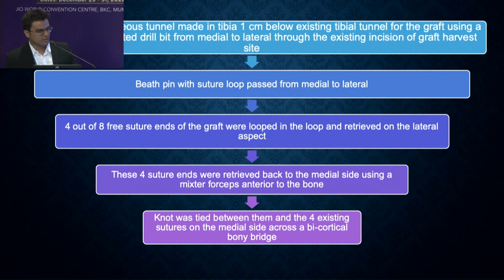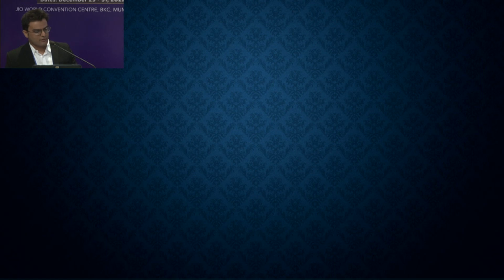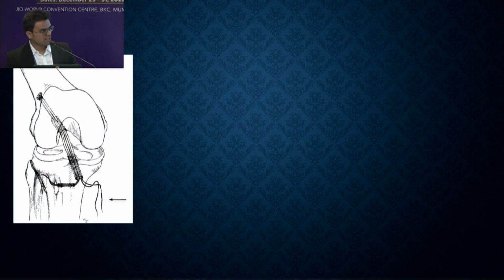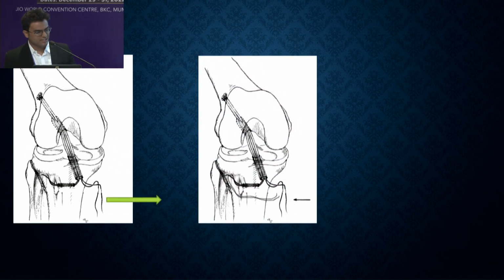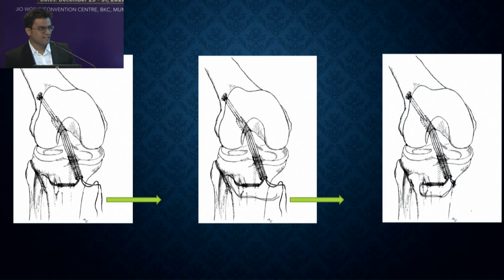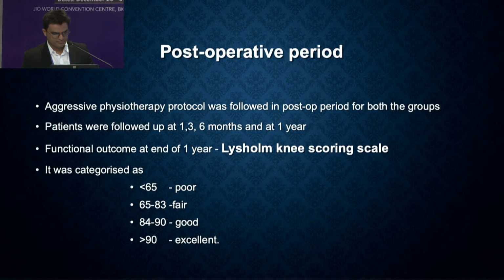A transverse trans-osseous tunnel is made in the tibia 1 centimeter below the existing tibial tunnel using a 3.2 mm non-cannulated drill bit from medial to lateral. The bead pin with the suture loop was passed from medial to lateral. Half of the free sutures lying on the medial side were passed to the lateral side through the suture loop of the bead pin, and then retrieved back to the medial side anterior to the bone, and tied over the medial side over a bicortical bony bridge. This basically served as a supplementary fixation for the proximal tibia.